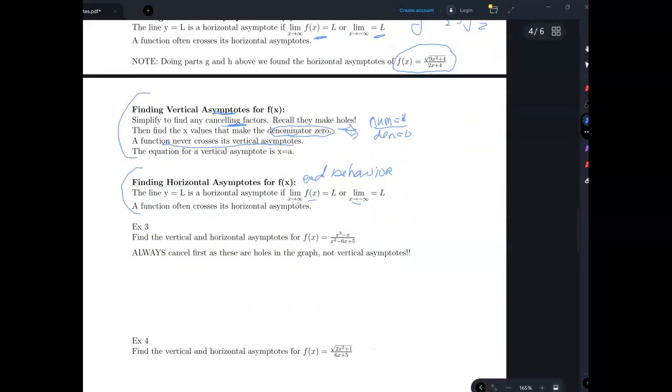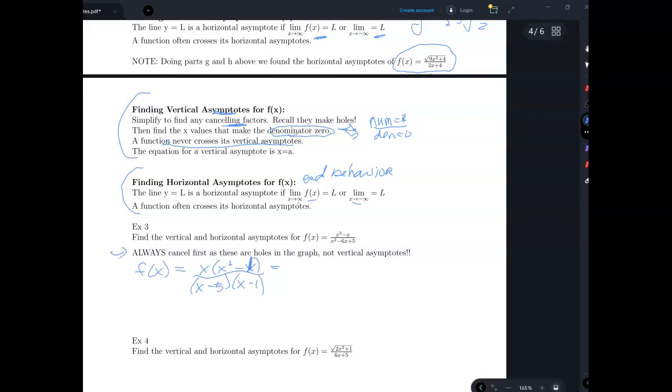Okay, so here we go. Let's do this one. And I'm even giving you a hint, or a reminder, I should say: make sure you always cancel first. So I can see there's a common factor of x in the numerator. And so I see that this can be x minus 5, x minus 1. Oops, I did that wrong, didn't I? So this should be a 1.